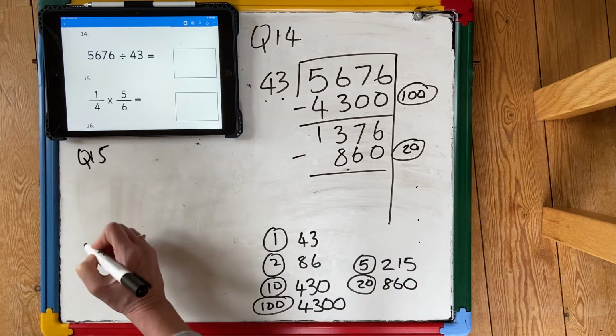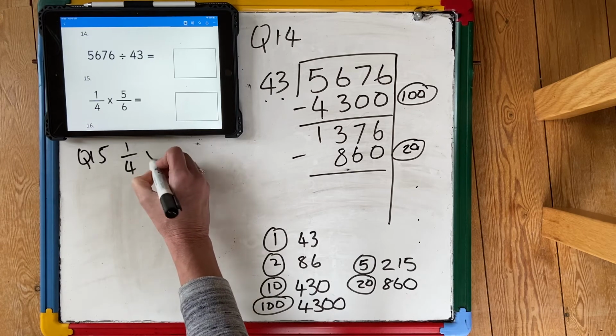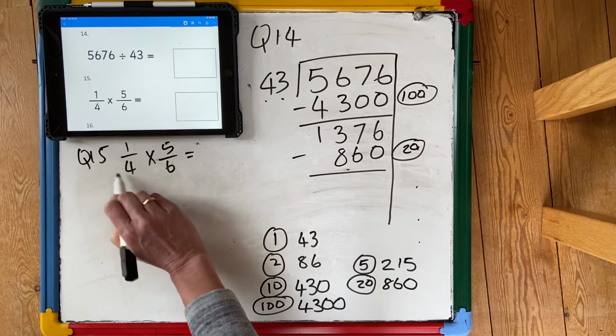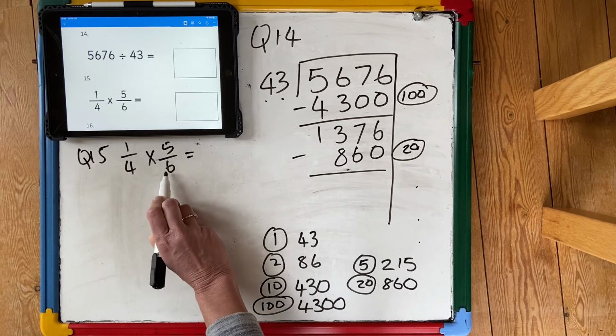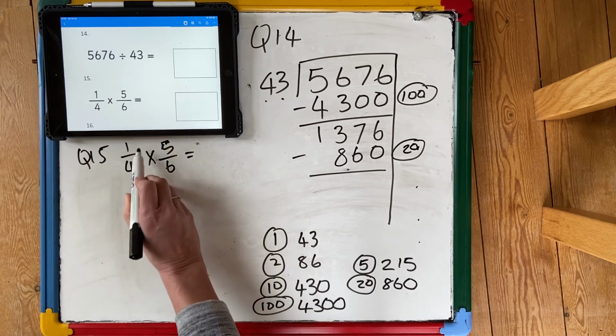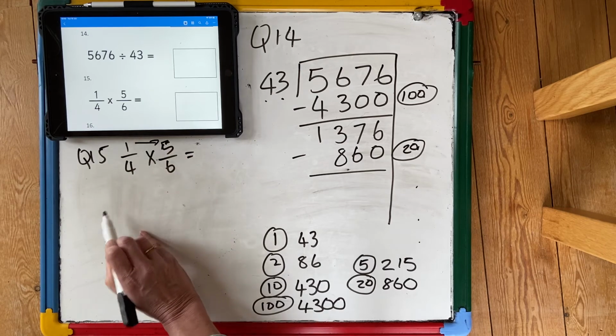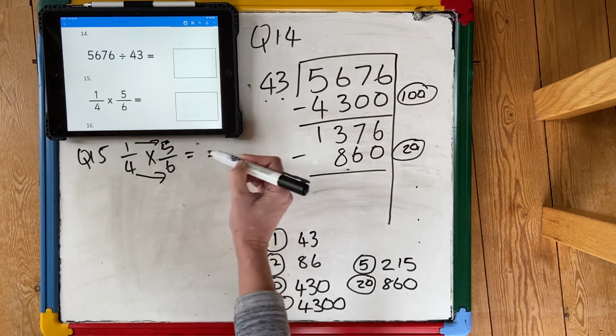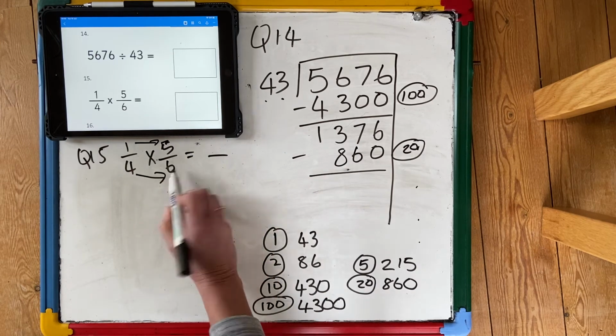Question 15. 1/4 multiplied by 5/6. Or it is actually asking you, what is 1/4 of 5/6? So to work that out, all we need to do is multiply the numerators together, multiply the denominators together. So 1 times 5 is what? 4 times 6 is what?